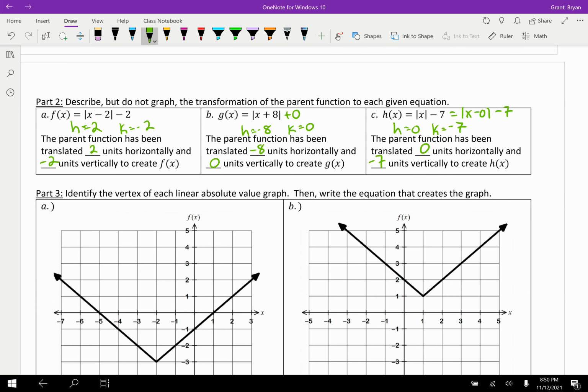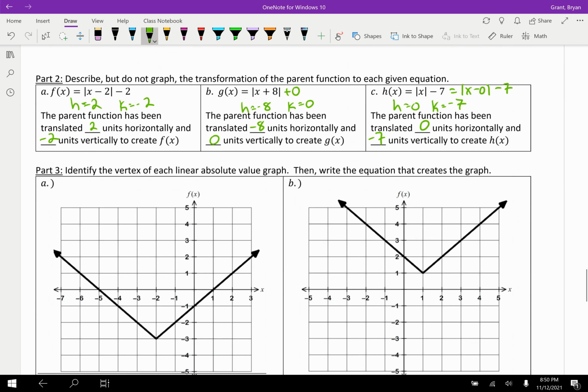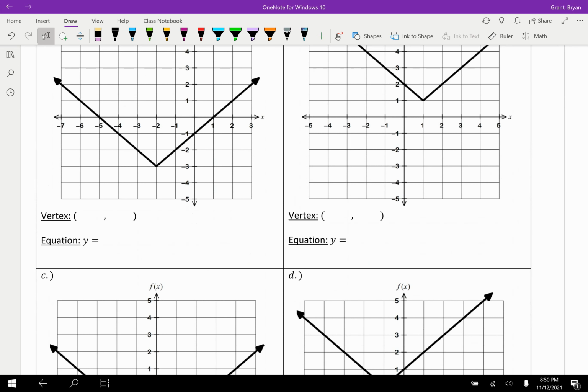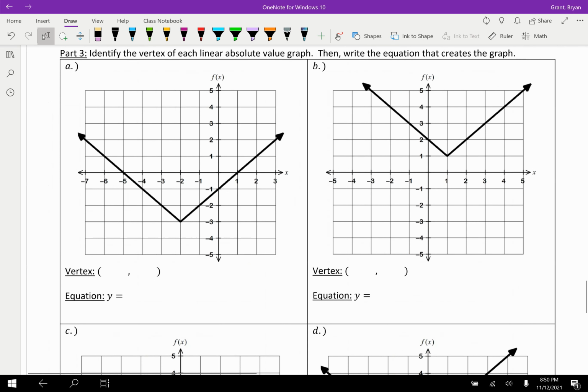To finish off the day, you are given 4 different absolute value graphs. You need to identify the vertex and then write the equation for each one. Good luck, check your answers at the end, and that's all I have for you today. Ready, set, go.